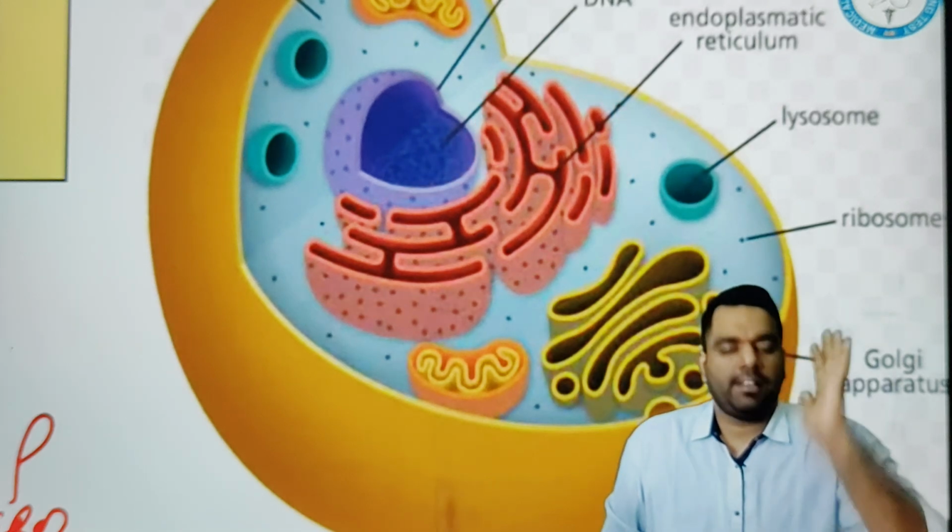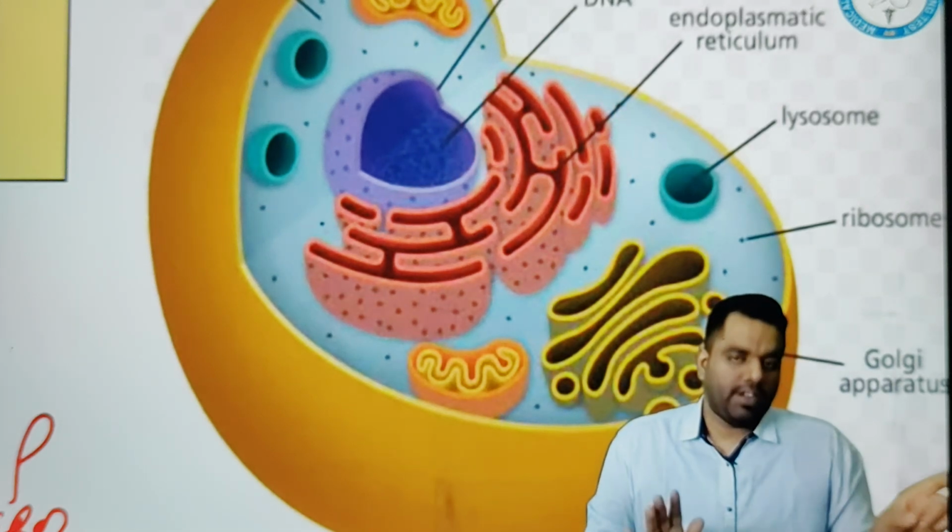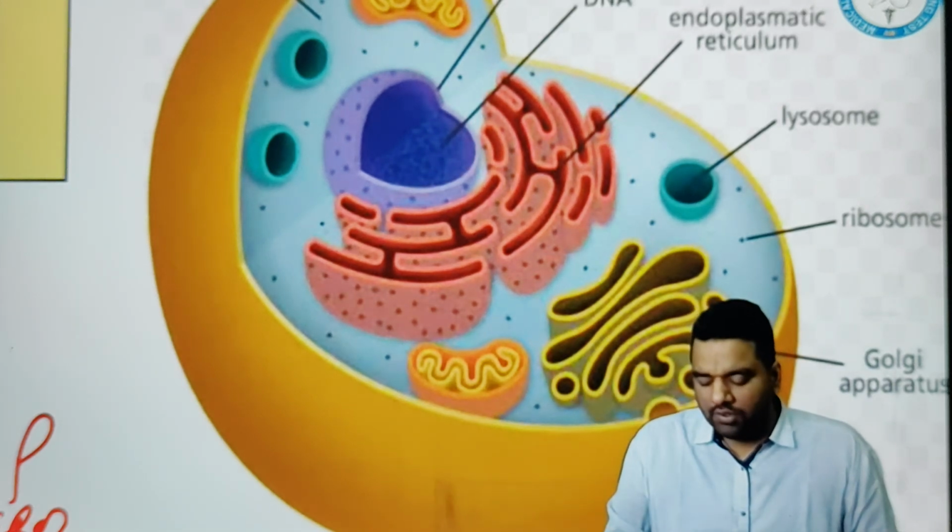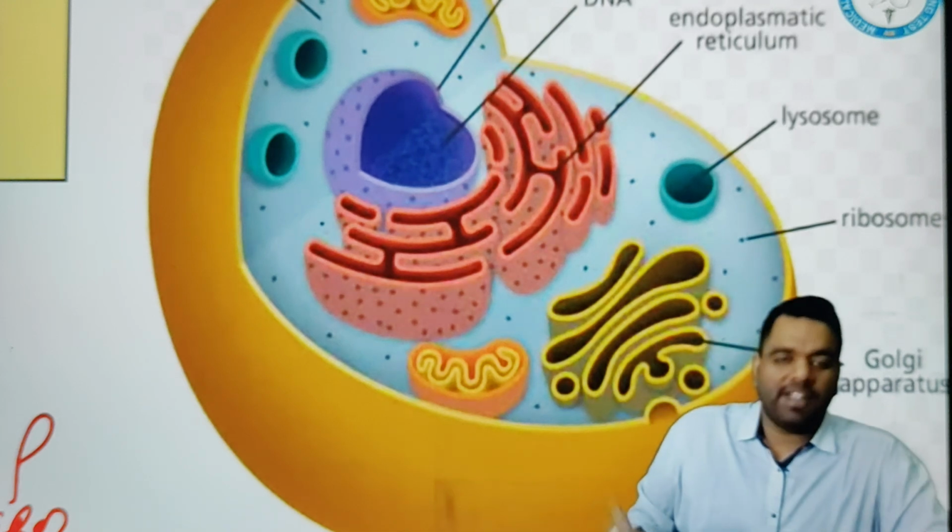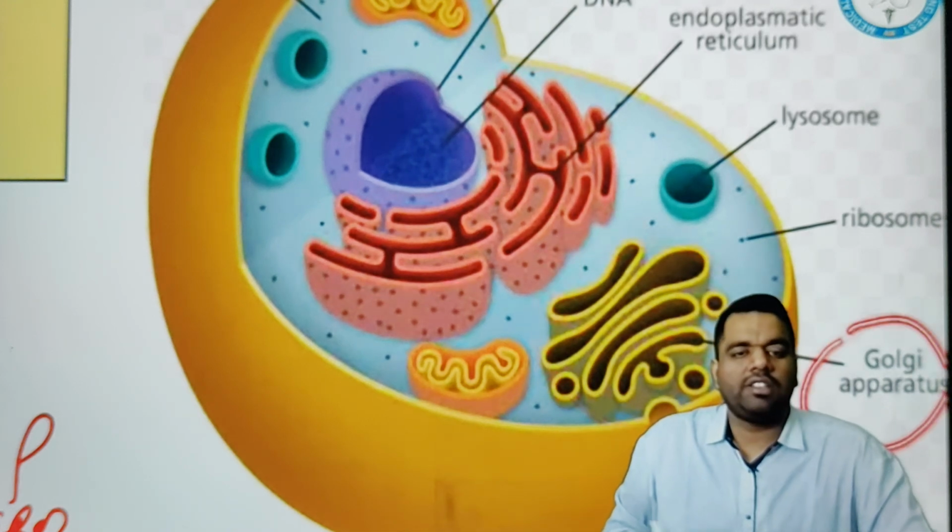Now suppose this is the production site. Now in the production site, the product is ready. Now where will you send this product? You will send this product to the packaging unit so that this product can be delivered out of the cell. So this is the production unit. And now where is the packaging unit? The packaging unit is this yellow structure, and this is your Golgi apparatus, right?